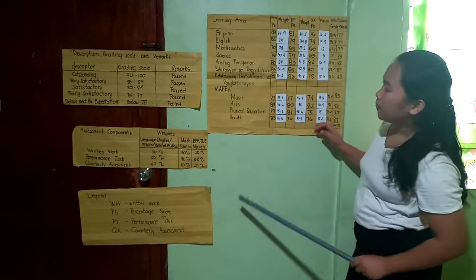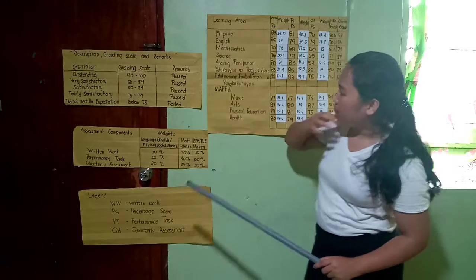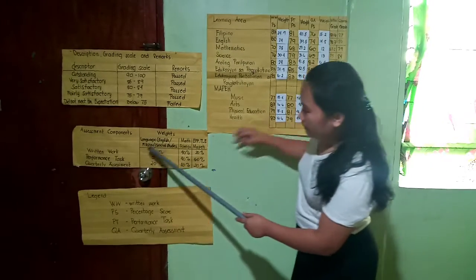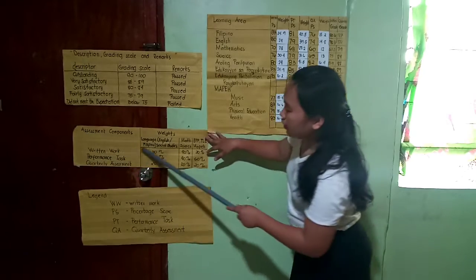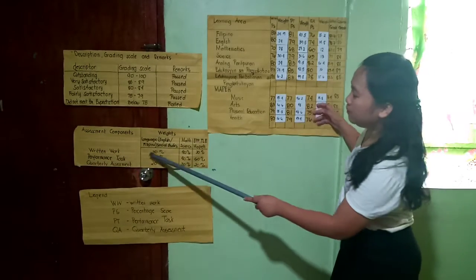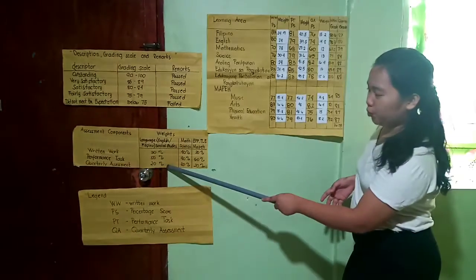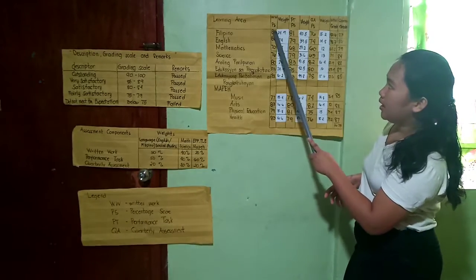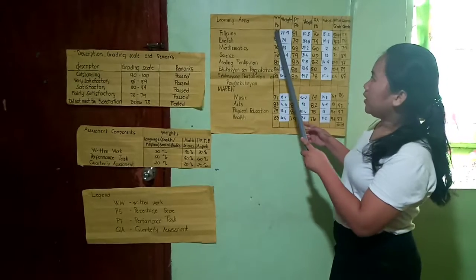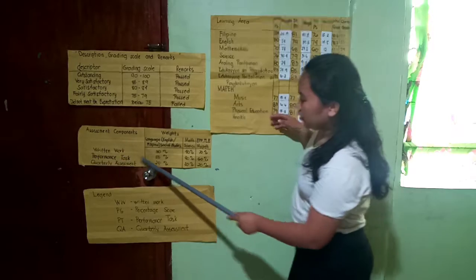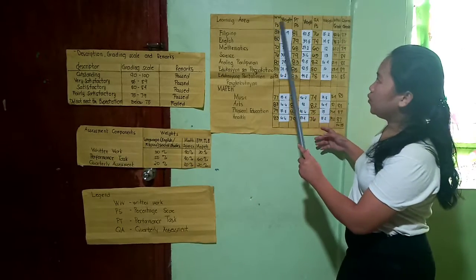We're going to see the weight of components. Since this is Filipino, in written work the weight is 30%, in performance task it is 50%, and in quarterly assessment it is 20%. So in Filipino, 83 times 30% is equal to 24.9.